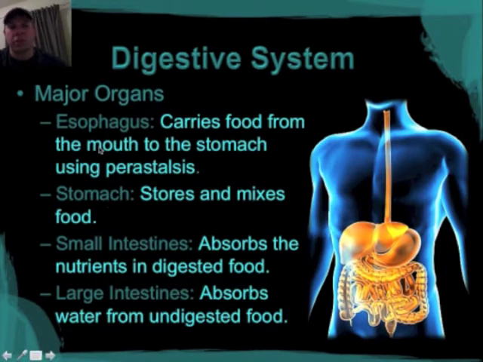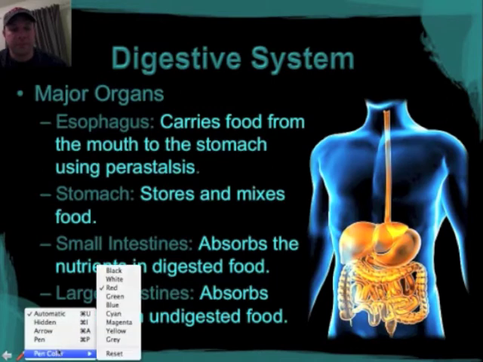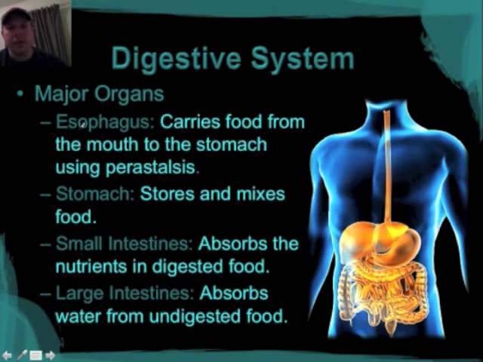So the major organs that we have are the esophagus, stomach, small intestines, and large intestines. Now the esophagus here is a soft tube in your throat, and it's over here in our diagram. It's a soft tube in our throat that goes down to the stomach. And it's all about just taking food and moving it to the stomach. So you chew up the food, you swallow the food, and then it goes down your esophagus.